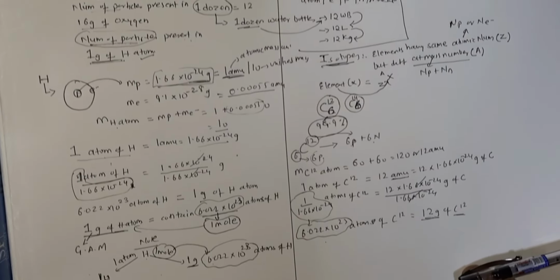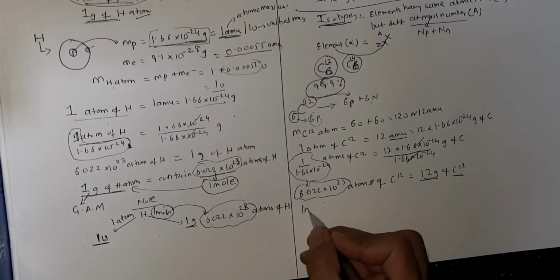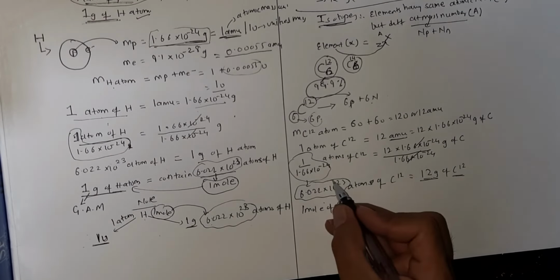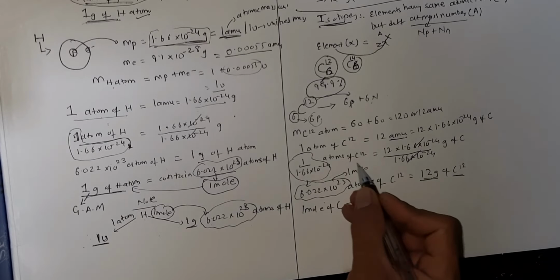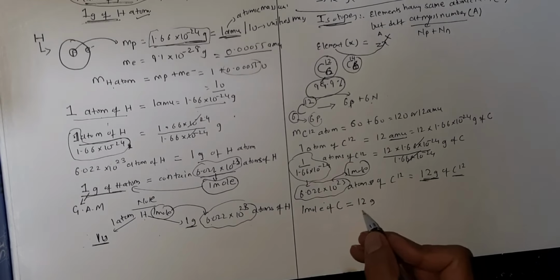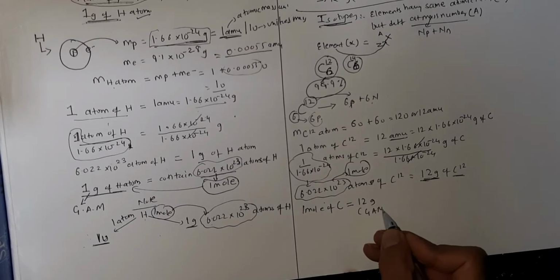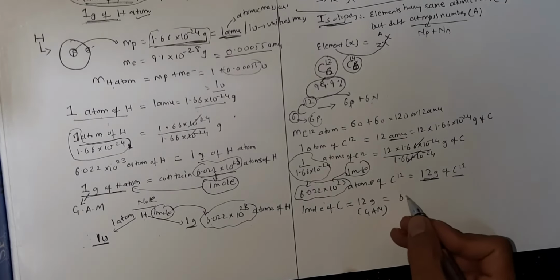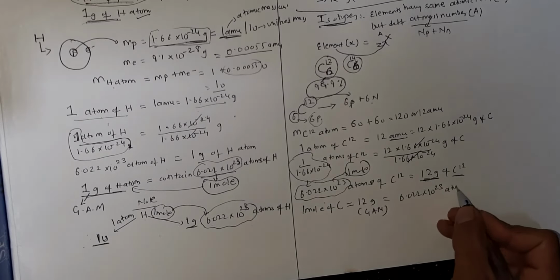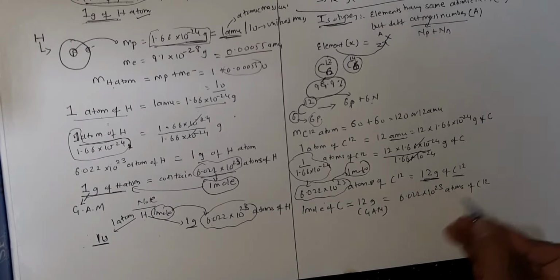1 mole. So if I say 1 mole of carbon, this will be called 1 mole. So 1 mole of carbon is equal to how much gram? 12 gram. So now 12 gram becomes the gram atomic mass of carbon. That is equal to 6.022 into 10 raised to 23 atoms of C12.